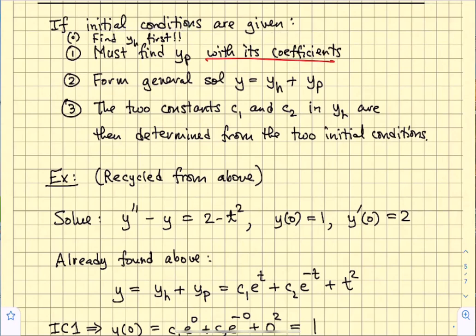So if initial conditions are given, here's an example. Suppose you have y double prime minus y equals 2 minus t squared. This is obviously a non-homogeneous problem. Second order, linear, non-homogeneous with constant coefficients. And we see that we have initial conditions. I don't write down the instructions here other than to say solve. Well, you don't find a general solution to an initial value problem. You only find a specific function that solves all of this. So how do we go about doing this?